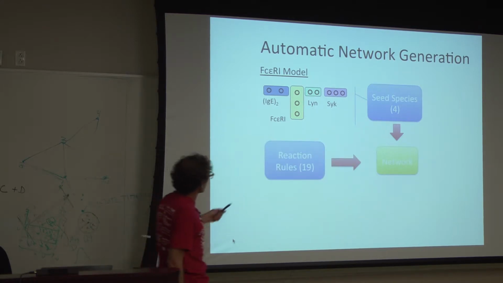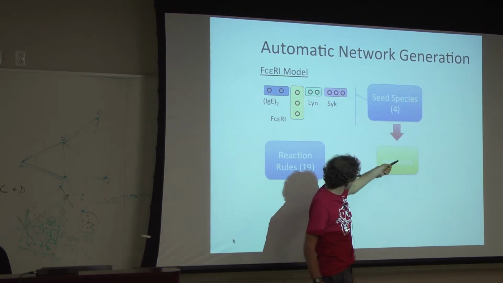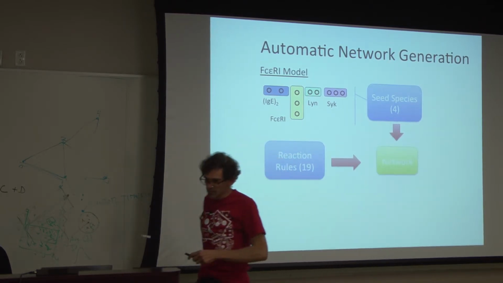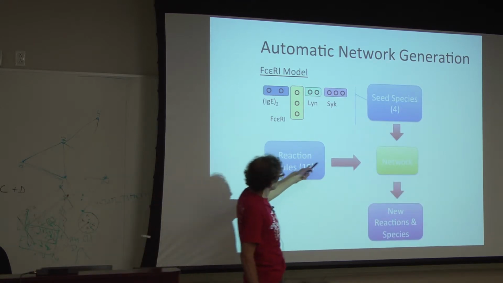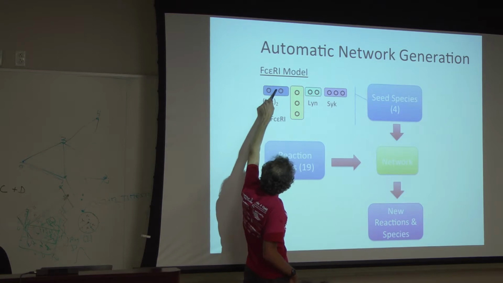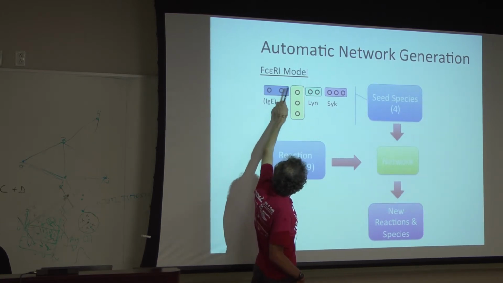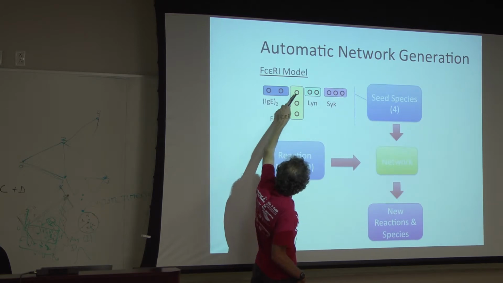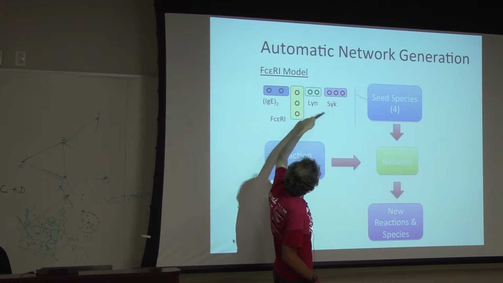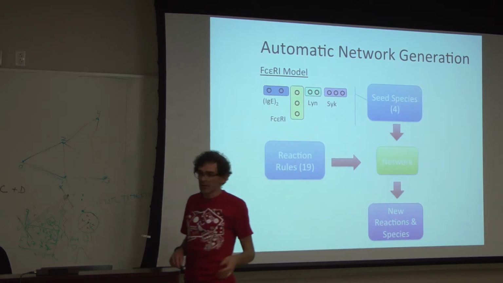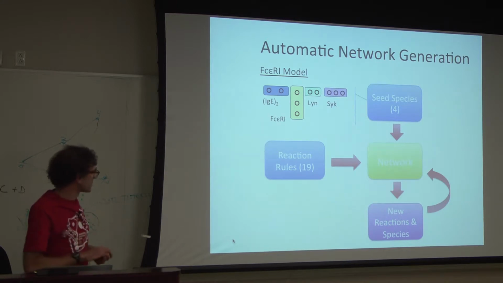So in this case of the IgE receptor system, we have 19 different reaction rules. We apply them to the species that are initially present. That generates new reactions and species. So for example, the ligand can bind to the receptor molecule. Then a second receptor molecule can bind to the ligand molecule. You have a dimer. The dimer binds Lyn, and so on and so forth. And each of those different possible interactions represents one reaction, and new species are formed from that.